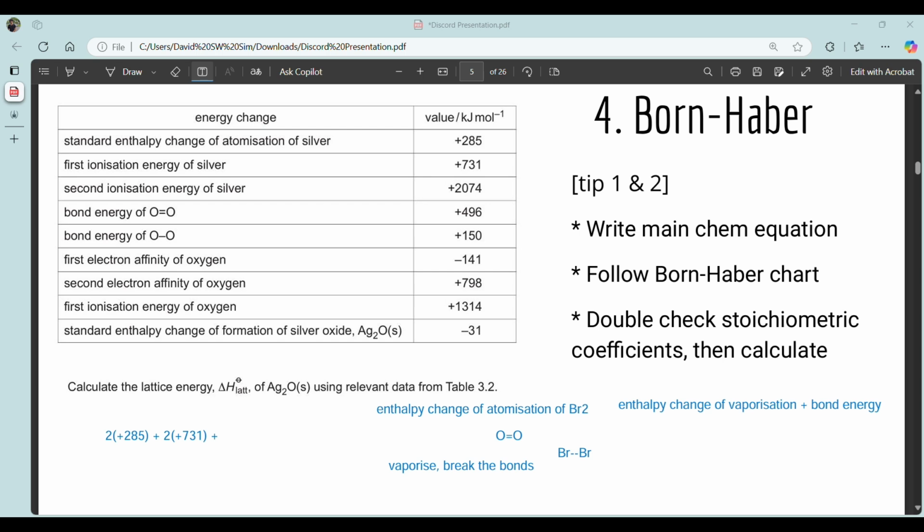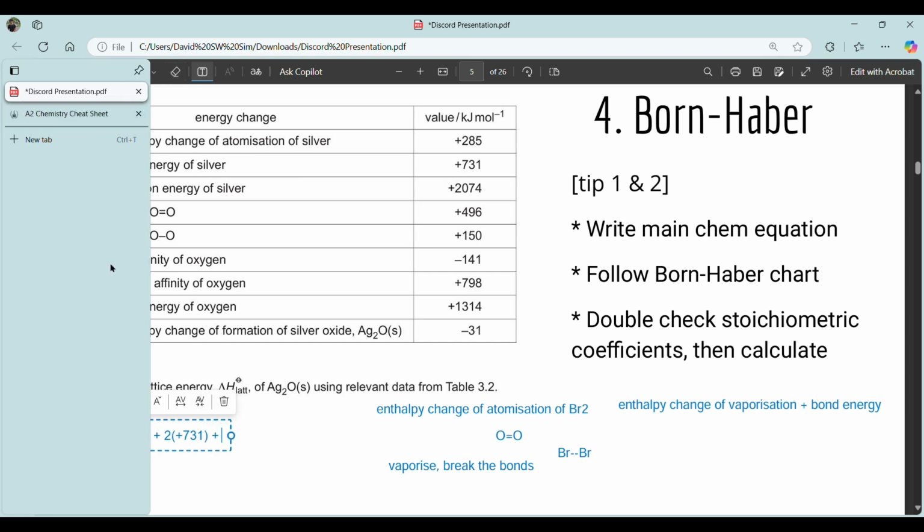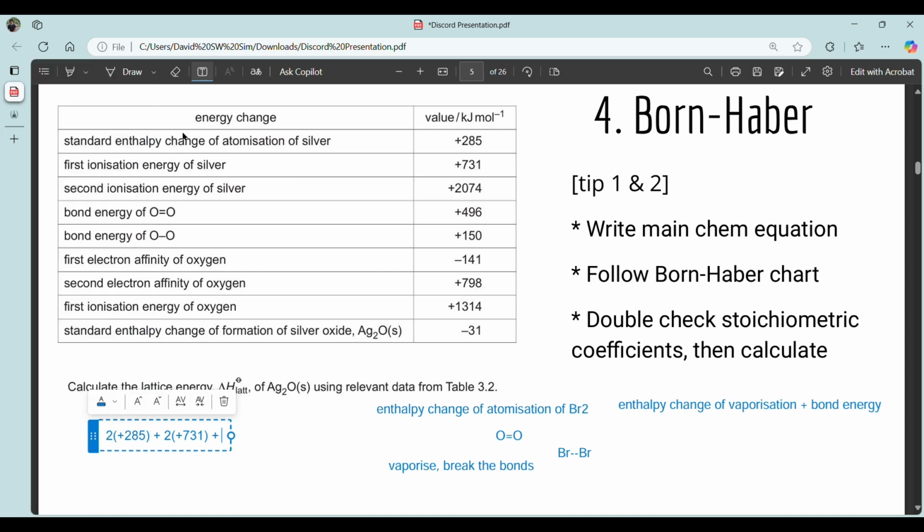Okay, right. I was about to get to that. Thanks for asking. It's a great question. Okay, so back to this. Just to recap, this is the enthalpy change of atomization of Ag, and this is the first ionization energy of silver. So now we have to go to oxygen. Oxygen is already in gaseous state, so we don't have to vaporize it. We just need the bond energy.